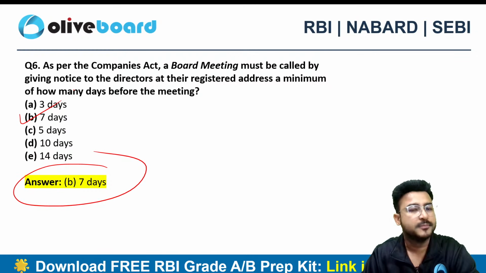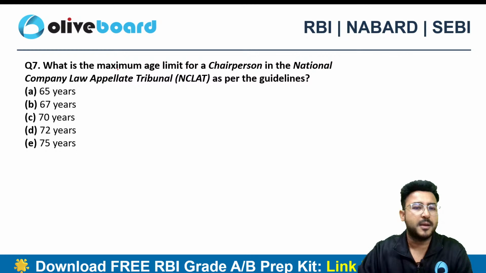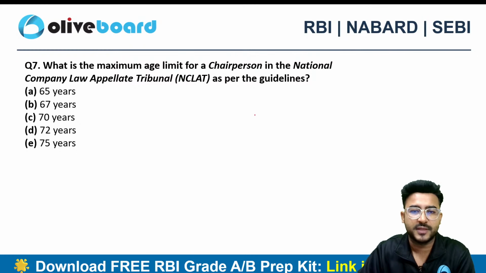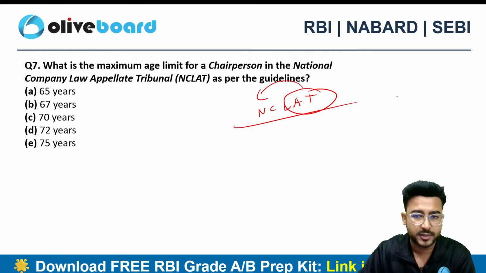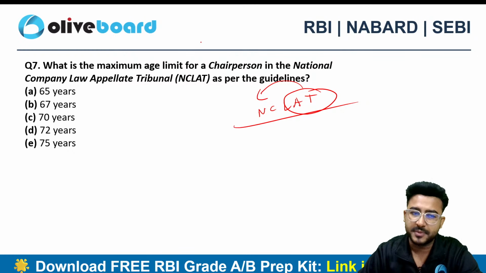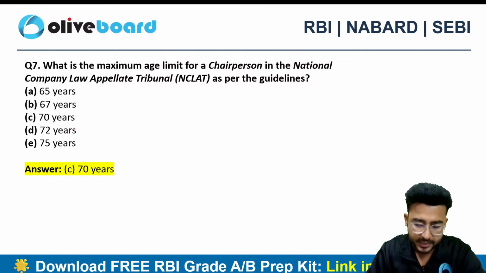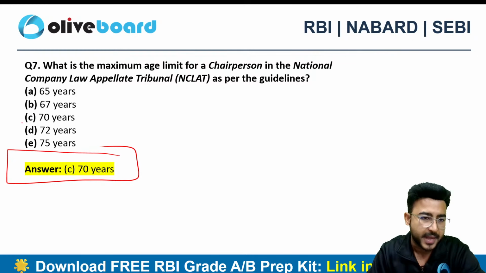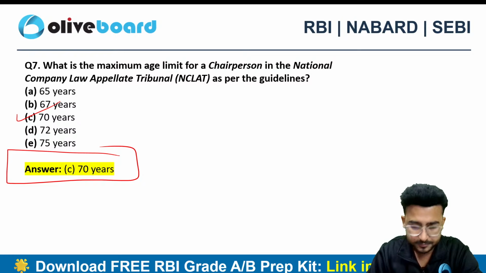Okay, 7 days. What is the maximum age for a chairperson of the NCLAT? I am talking about the appellate tribunal and not the NCLT as per the guidelines. So the maximum age of the chairperson can be 70 years. Okay, 70 years can be the maximum age of the chairperson of the NCLAT.